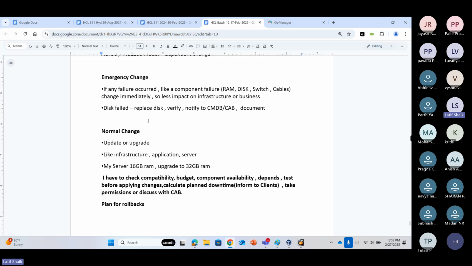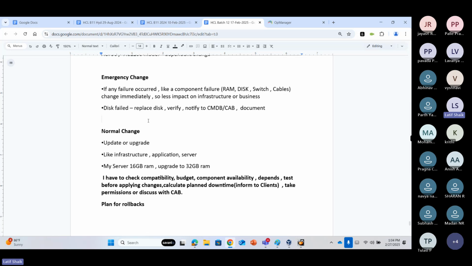So in emergency changes, we don't do a few things. We do all as a normal change only, but a few things we don't do at the start. We don't go with budget-related discussion, because we have to overcome the issue first. Budget is not the concentration in an emergency change, because you're replacing a disk like that. It depends upon the emergencies. Component availability must be there, and the budget is not cancelled right now, immediately.